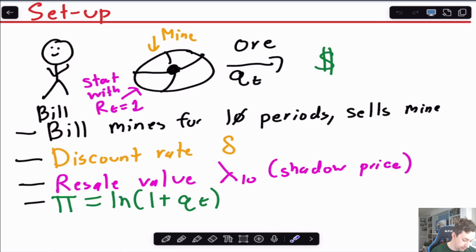We're going to say that he's got a discount rate delta, and that he's got a resale value of the amount of ore in the ground. That's lambda 10, or the shadow price of the amount of material left in the ground, and his profit is the natural log of 1 plus Qt.